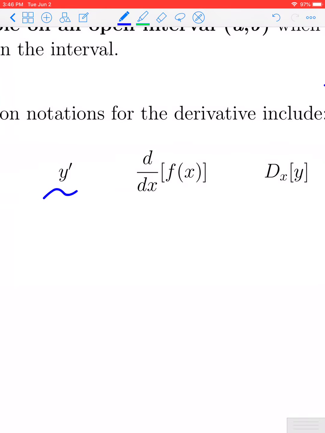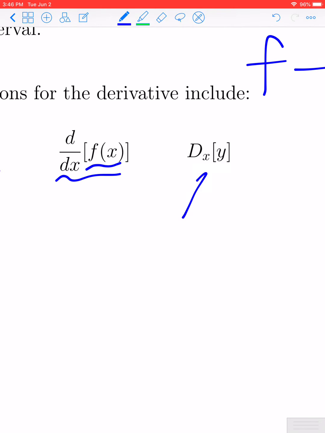If we have a function and we want to apply the operation of differentiation, we'll write it as d dx of f of x. And then there's a notation we probably won't use at all this semester, which is more of an operator style notation. You'll see a d subscript x. That's the derivative with respect to x of the function y.